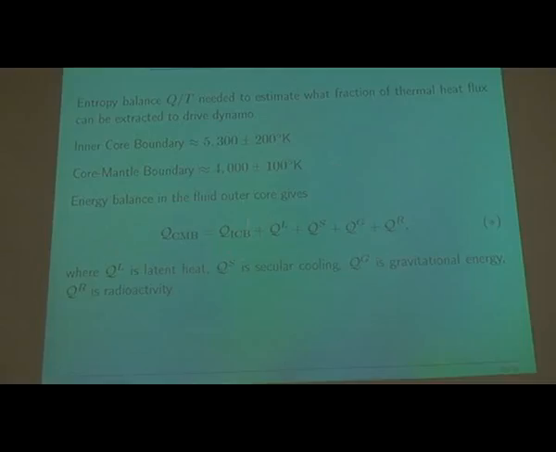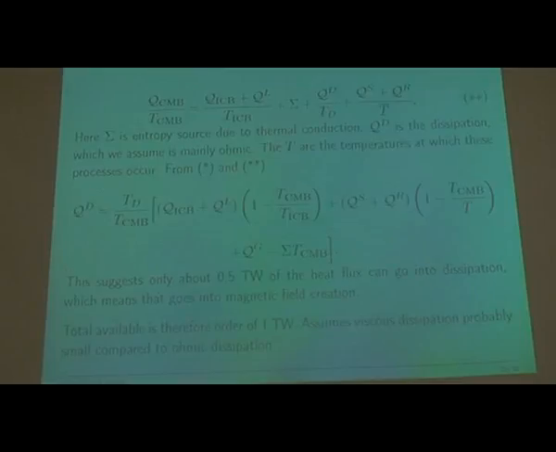Now the energy balance equation is basically that. That's saying the flux in at this ICB is equal to the flux out plus all the sources. That's the latent heat, that's the secular cooling, that's the gravitation, that's the radioactivity, if any. Okay, so that's the basic energy balance. And over here, at the top, we have the more complicated entropy balance equation. There's another source. Sigma is a source of entropy.